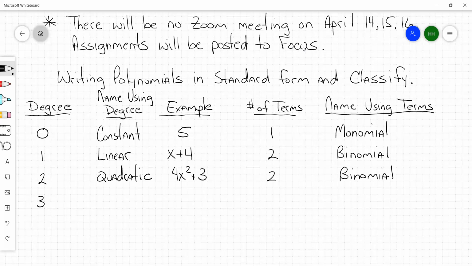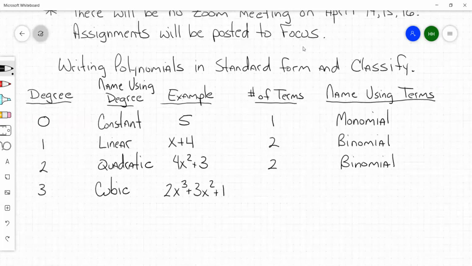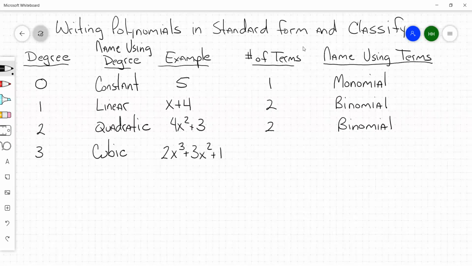Degree of 3, the polynomial is cubic. That means when it's written in standard form, we would have something like 2x to the third plus 3x squared plus 1. This polynomial has 1, 2, 3 terms. 3 terms is a trinomial. Let's go to a degree of 4. Quartic. Quartic is the name by degree.